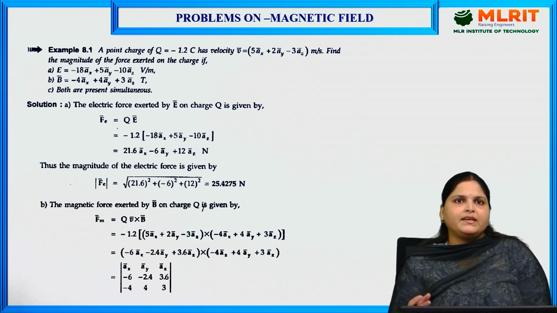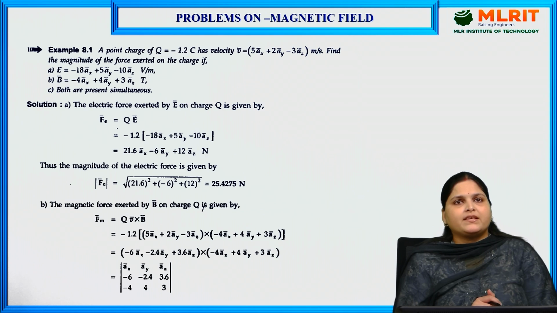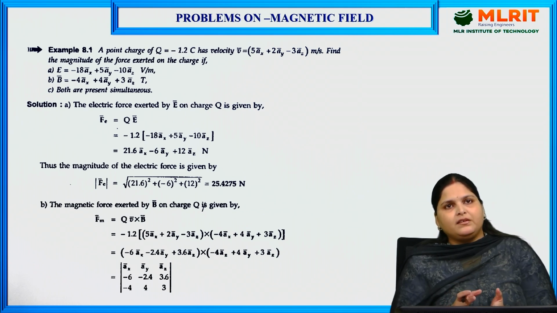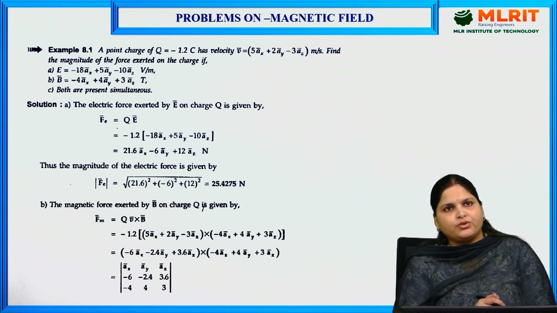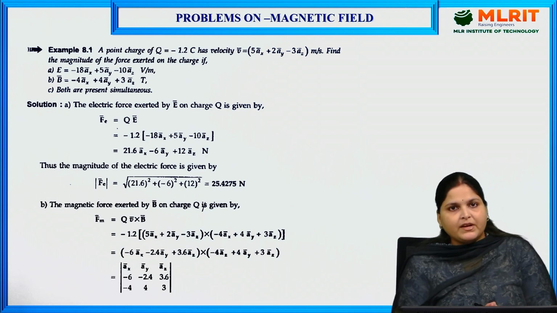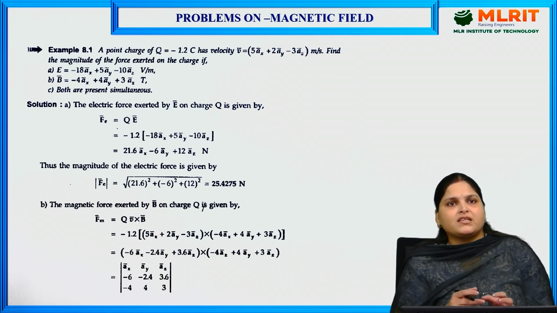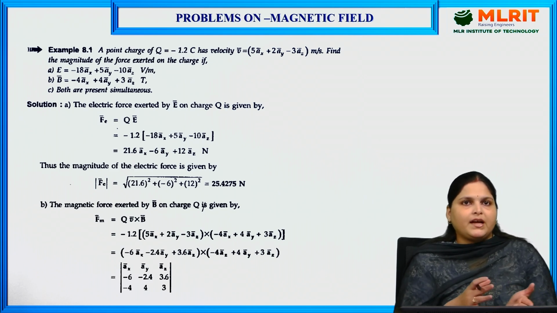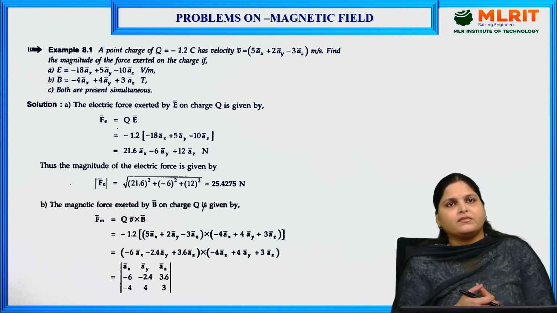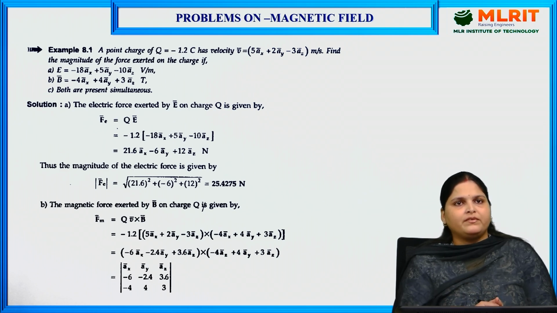So basically we have to find out the electric force exerted by E, the electric field, on charge Q. Then we have to find out the magnetic force exerted by the magnetic field on charge Q, and in the third case we have to consider that the charge is experiencing both electric and magnetic force, right? And in that case we have to find out the total force when both the fields are applied.